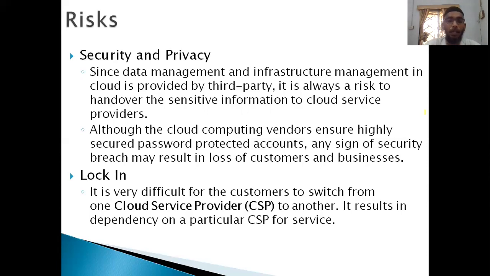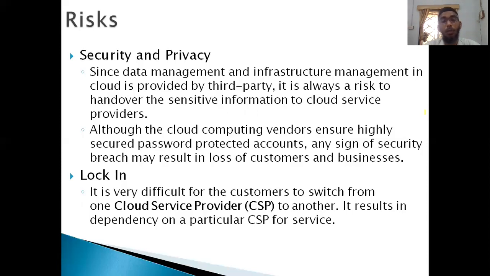So if you have any kind of security breach, there is a high chance, as you are all aware, we always talk about hackers, how they tend to steal the data and want to damage the data. In such cases, it is very problematic.